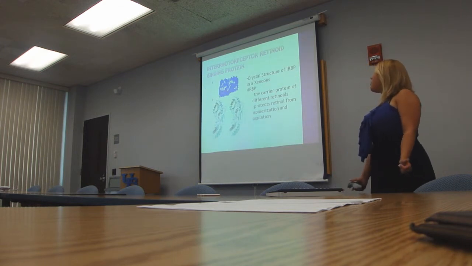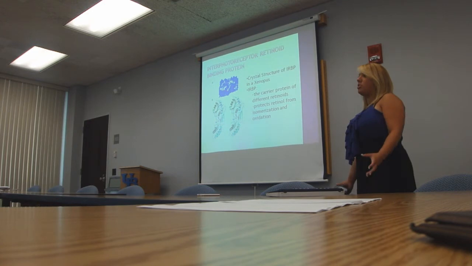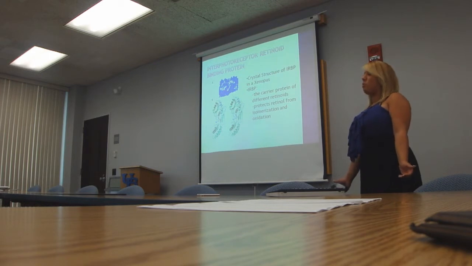This is the crystal structure of IRBP in the Xenopus, or the frog, and it is thought to be analogous to that of the human IRBP. It's very difficult to obtain IRBP specimens, mostly because you would need post-mortem specimens. It's very hard for people to want to donate their eyes to research.